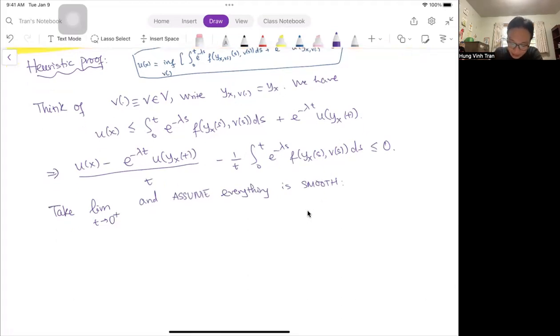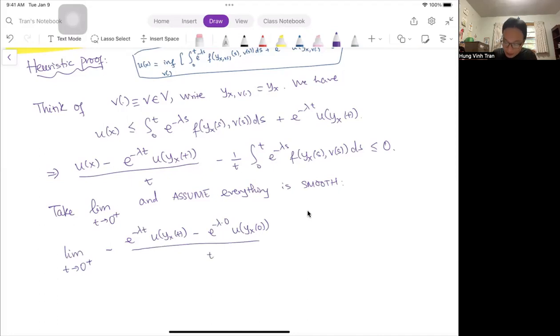So if I assume everything is smooth, the first term is what? If I take the limit as t goes to 0 plus of the first term, you can rewrite it a little bit so that you see it clearer. So I put a minus sign here: e to the minus lambda t u of y_x(t) minus u(x), which is e to the minus lambda 0 u of y_x at 0, right? Because that's the starting point, divided by t.